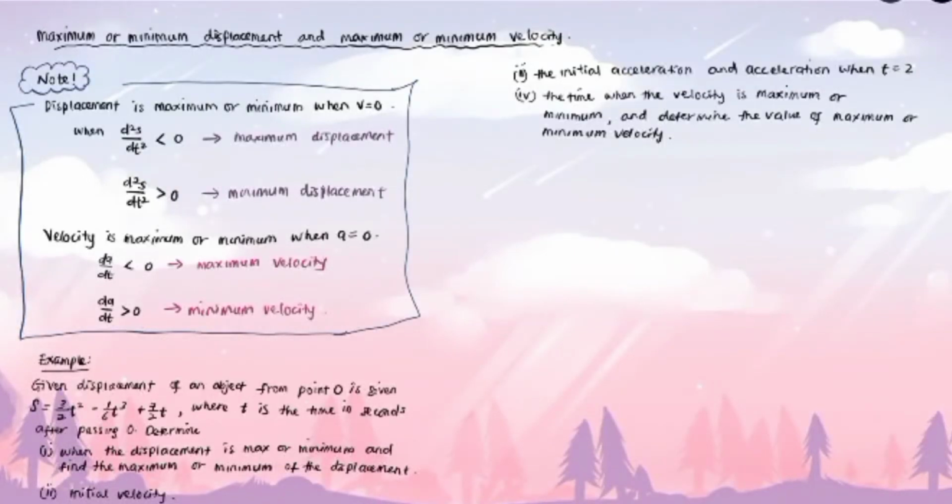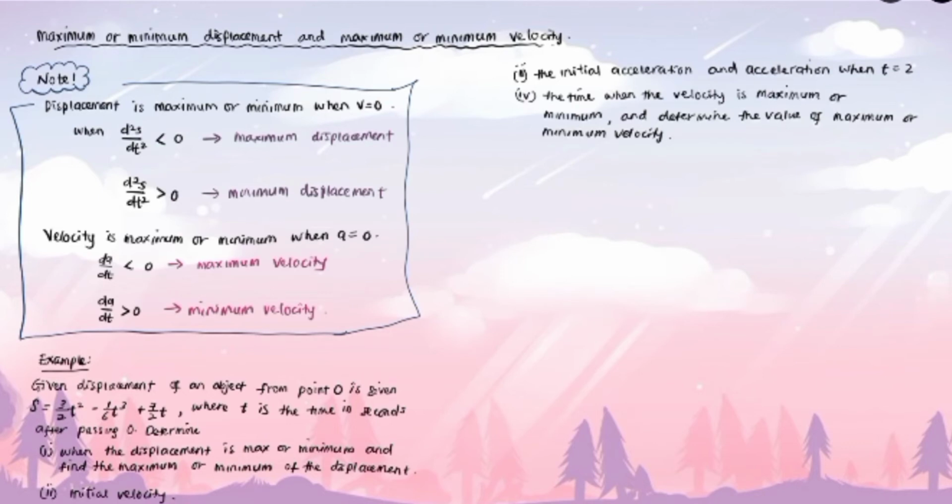Okay, maximum or minimum displacement and maximum or minimum velocity. For note here, displacement is maximum or minimum when v is equal to 0. So how to determine whether the displacement is maximum or minimum? We use the second derivative, which is d square s over dt square. If it is less than 0, it is maximum displacement, but if the value is more than 0, it is minimum displacement.